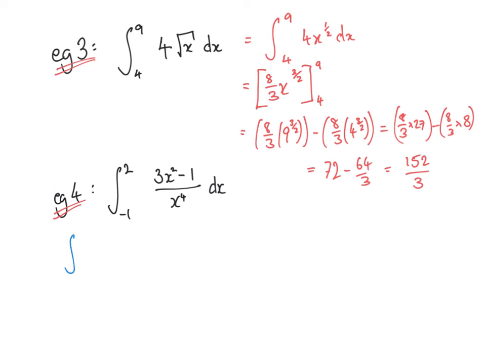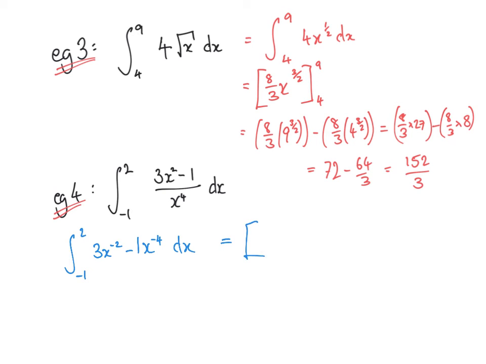So let's redo this. I still haven't integrated yet. I'm just changing what it looks like. So this becomes 3x to the minus 2. So x squared divided by x to the 4 is x to the minus 2. Minus 1x to the minus 4. And now we can integrate this.